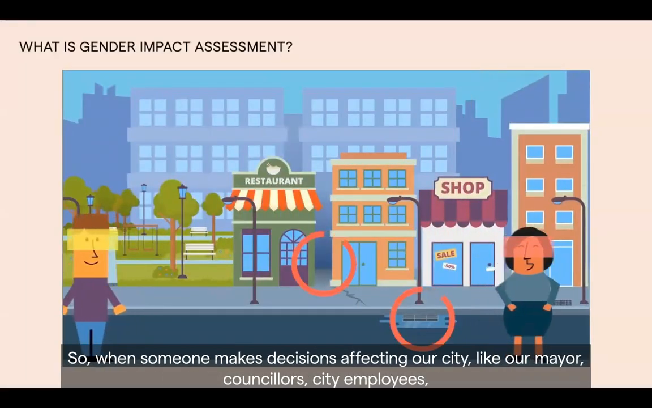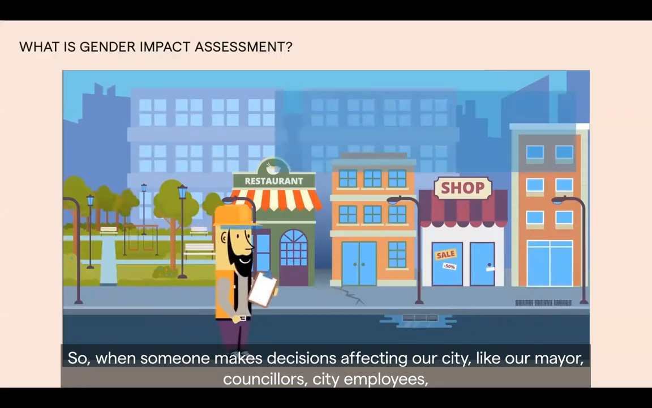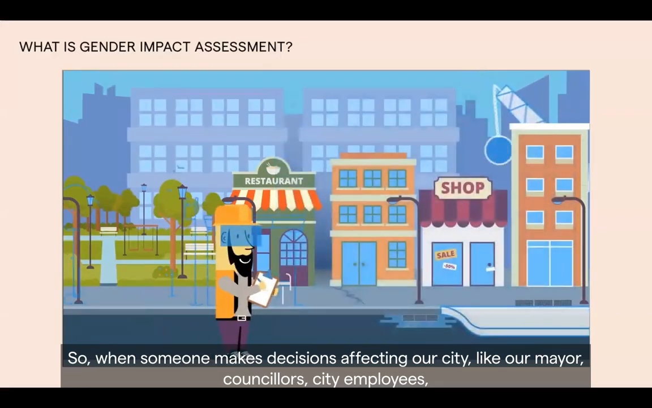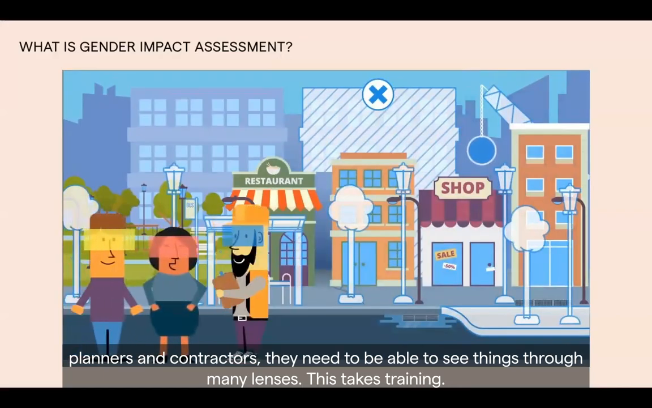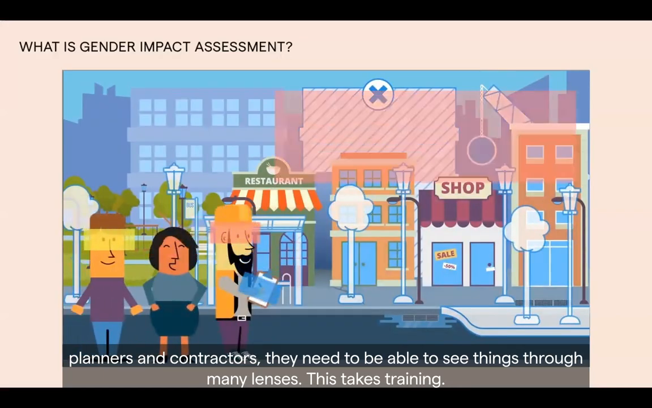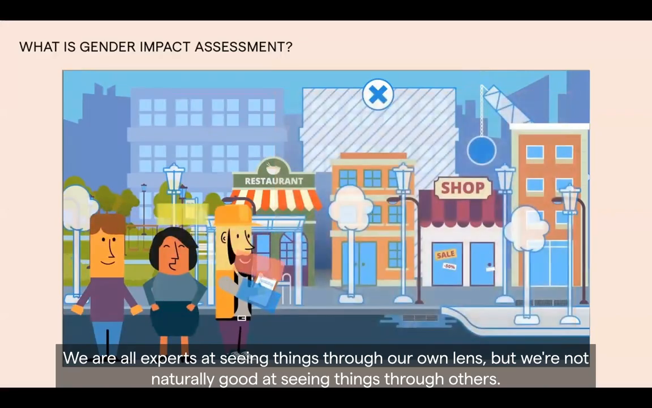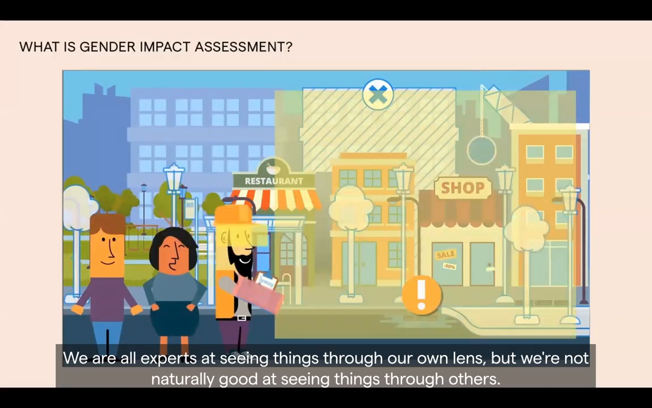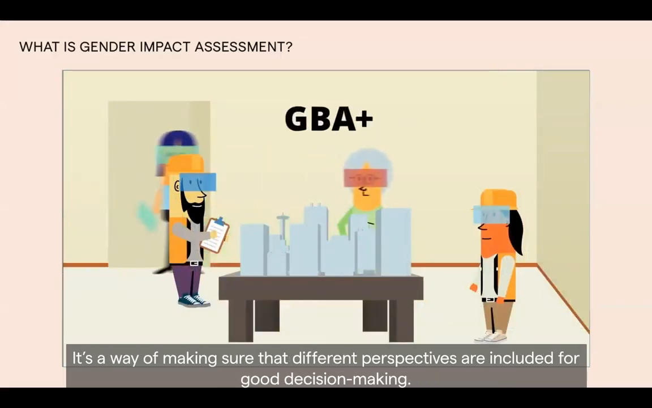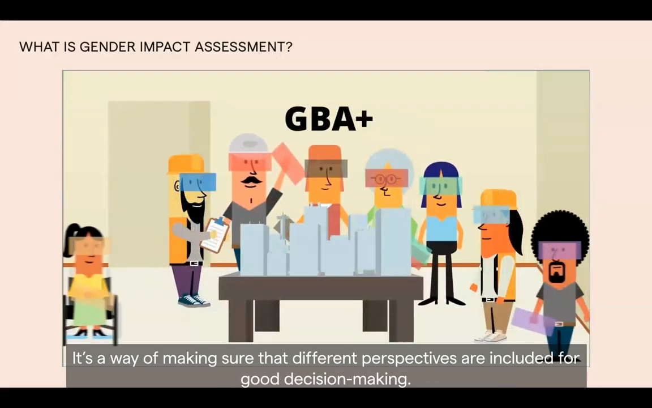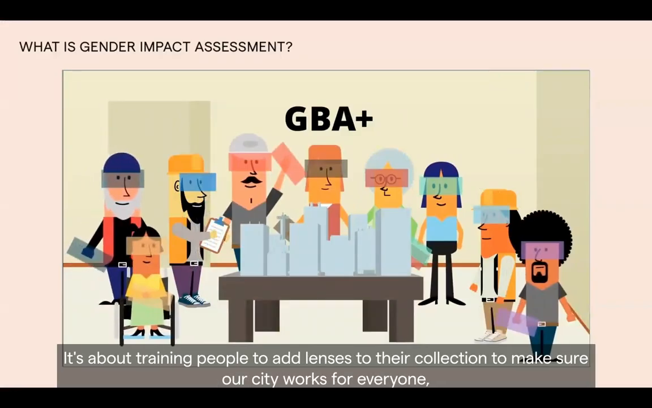So when someone makes decisions affecting our city, like our mayor, councillors, city employees, planners, and contractors, they need to be able to see things through many lenses. This takes training. We are all experts at seeing things through our own lens, but we're not naturally good at seeing things through others. That's why City of Edmonton employees are now taking Gender-Based Analysis Plus training, or GBA Plus for short. It's a way of making sure that different perspectives are included for good decision-making. It's about training people to add lenses to their collection to make sure our city works for everyone.